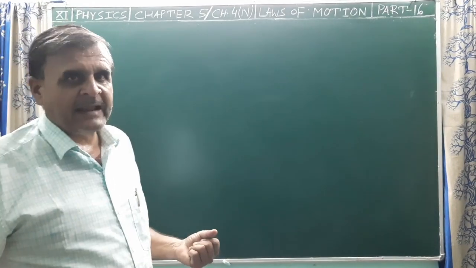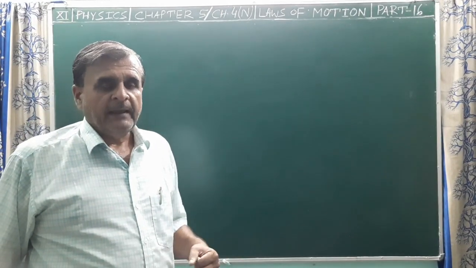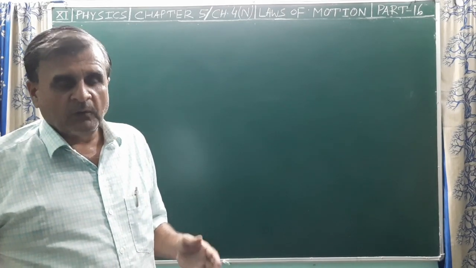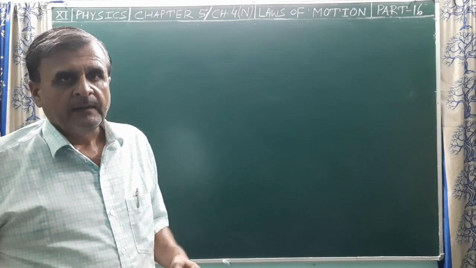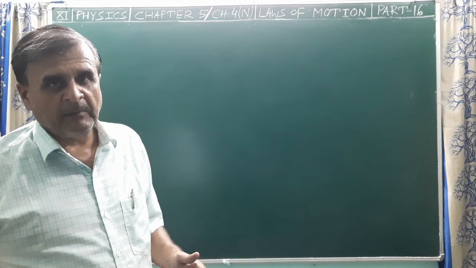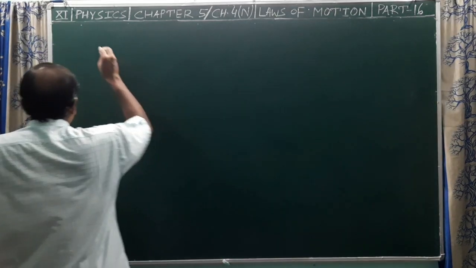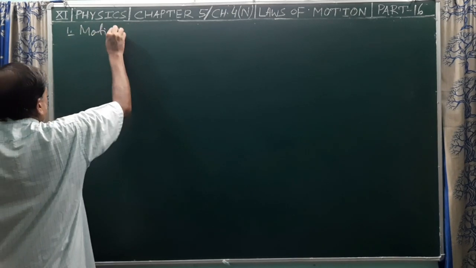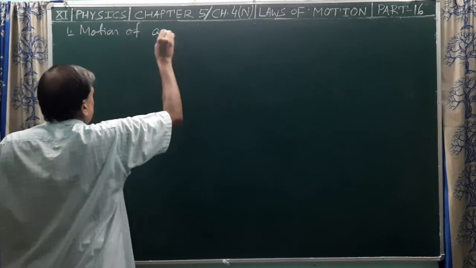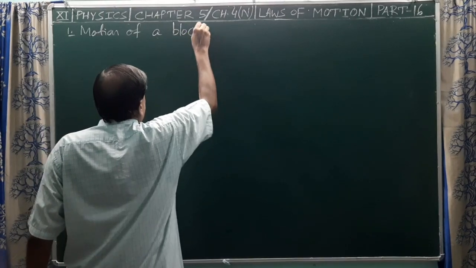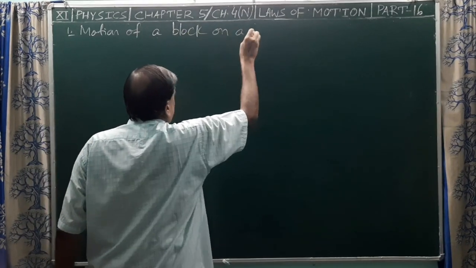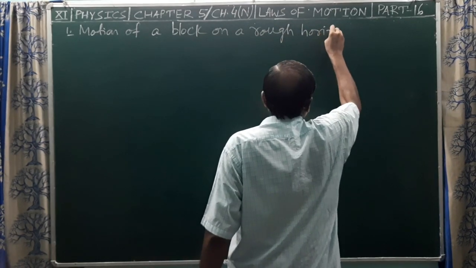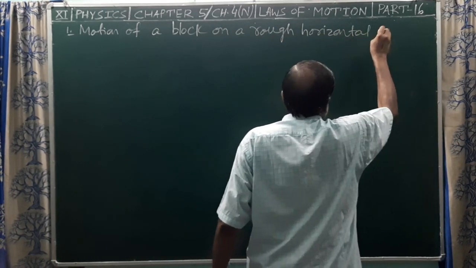Therefore we can write m into a is equal to mu k into N. Mu k into N is the force of kinetic friction acting between, or force of sliding friction acting between, two contact surfaces. So we have to discuss motion of a block on a rough horizontal surface.